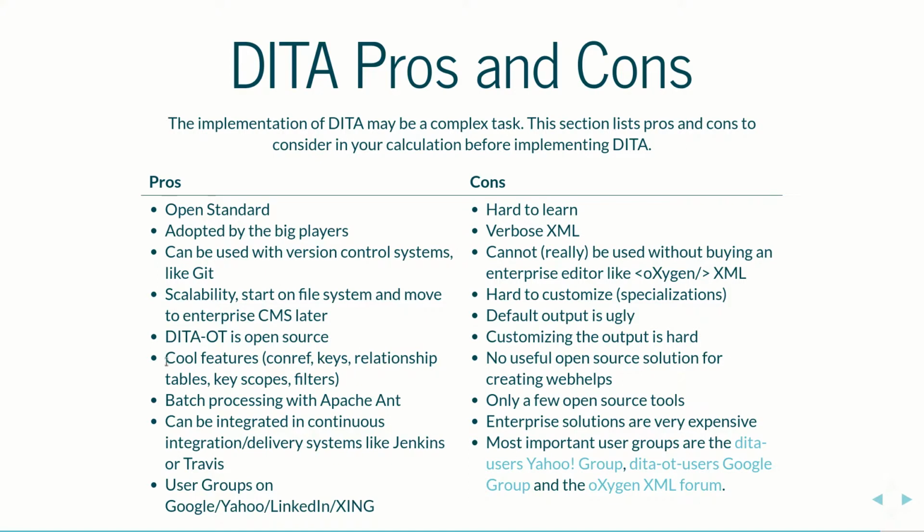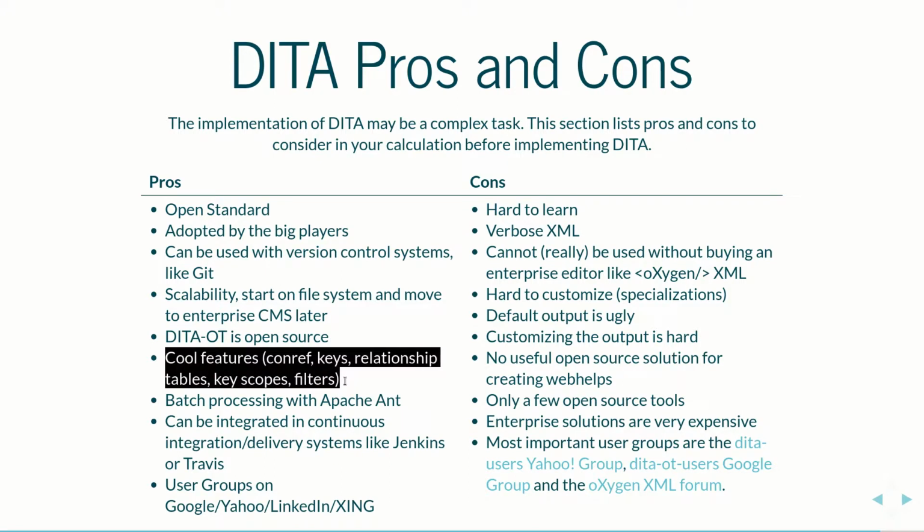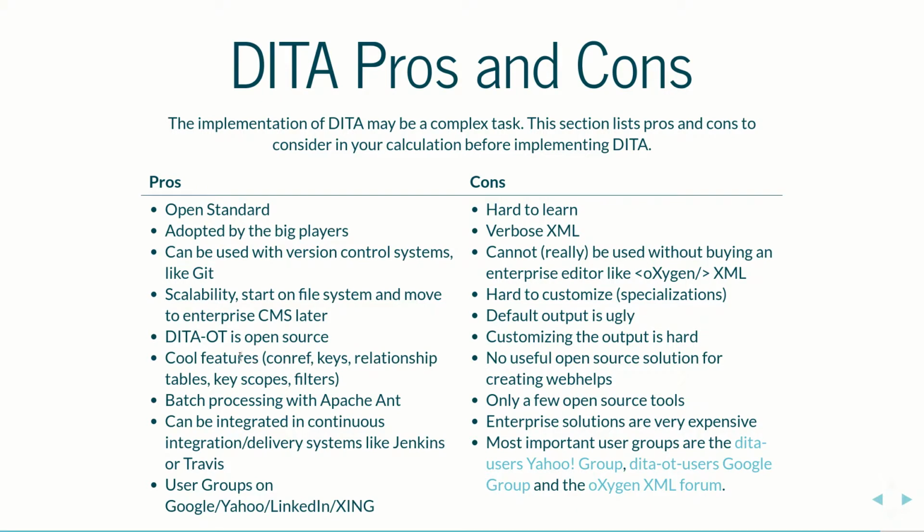And it has a lot of cool features to create and reuse content. And you can batch process files with Apache Ant or other tools. And it can be integrated into continuous integration delivery systems like Jenkins or Travis. That means you can use your documentation as code. So as you would publish and compile a software, you can compile and publish your documentation itself. And you have some very friendly user groups on Google, Yahoo, LinkedIn, or Xing.